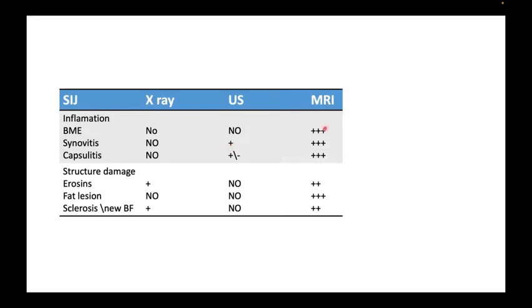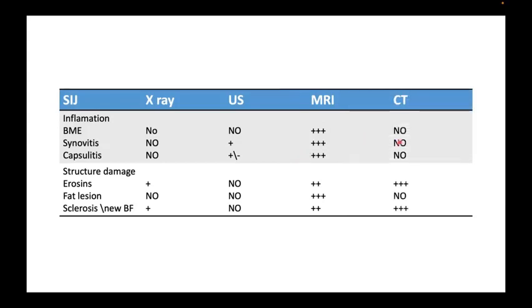However, MRI can see everything. It can see inflammation, which includes bone marrow edema, synovitis, and capsulitis. You can also see structural damage, which includes erosion, fat lesion, and sclerosis. CT scan, of course, is a very good modality to see erosion and new bone formation. Actually, CT scan is the gold standard for erosion and sclerosis, even compared with MRI. But otherwise, we cannot see any inflammation signs on CT scan.